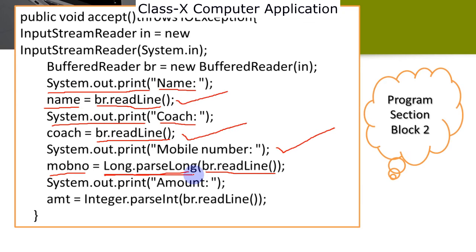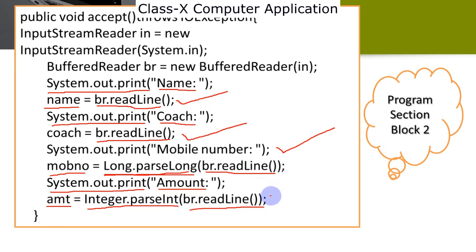10 digits. Next, again System.out.print, the statement should print as amount. We have converted that amount into a variable as amt. Amt is nothing but amount, Integer.parseInt. So Integer.parseInt is the syntax that will help you to accept the information. I will show you all those steps in the output terminal. br.readLine is used to accept the input, whatever you give.